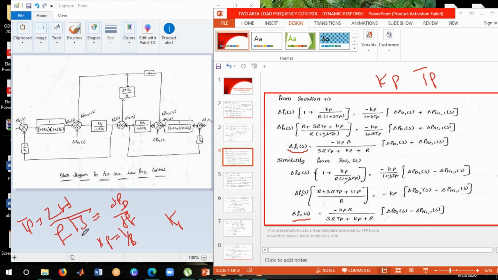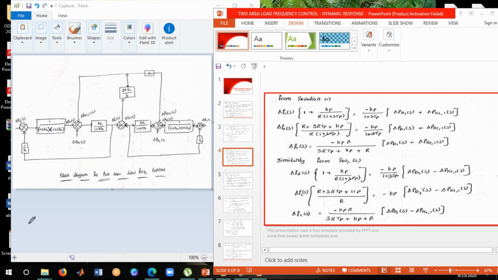What is the equation of tp? So here the time constant of generator is given by 2h divided by f into b. You can observe that this b value decides the value of kp and tp, and these two parameters give how much frequency is controlled in a particular control area, that is area 1 and area 2.